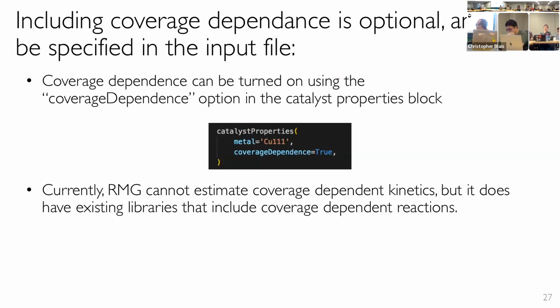If you're including a library that has coverage dependence, or you've created a library that has coverage dependent kinetics, you can specify that you want your mechanism to use the coverage dependent expressions by setting coverage dependence equals true within your input file. As I said earlier, RMG cannot estimate coverage dependent kinetics. It can only use the ones that you put in. And it also can't estimate coverage dependent thermodynamics currently.